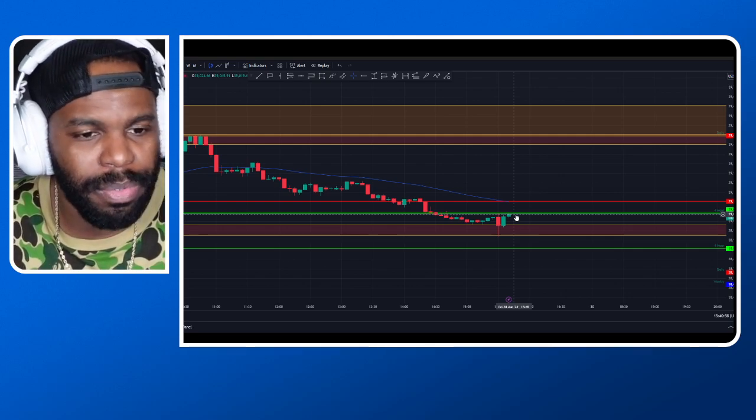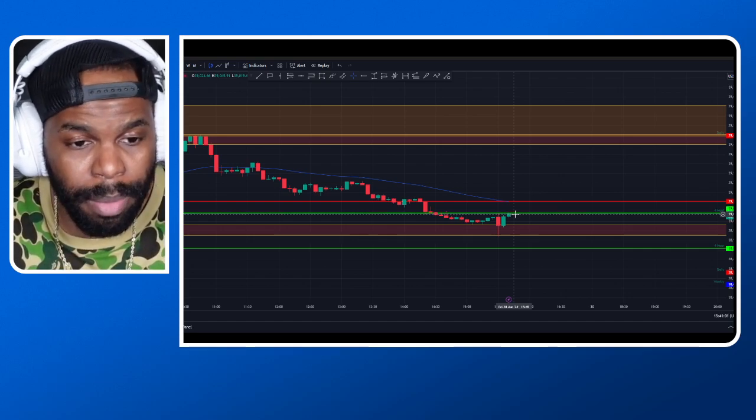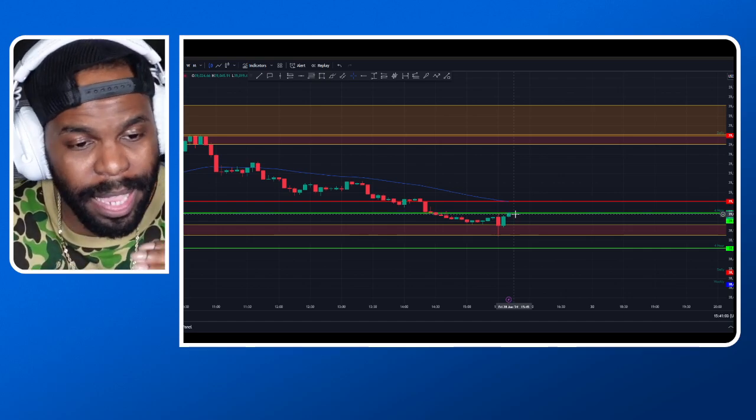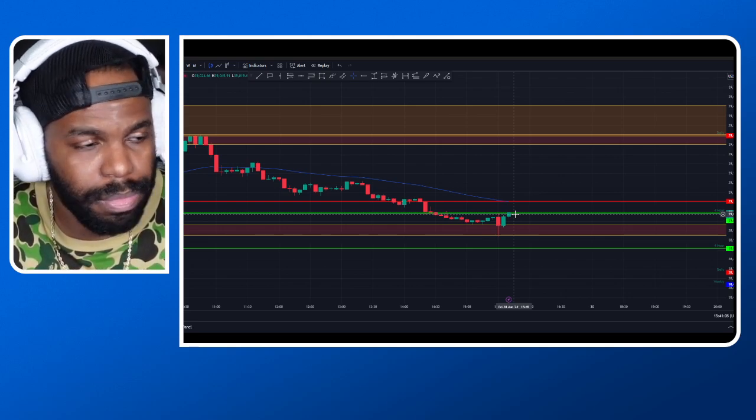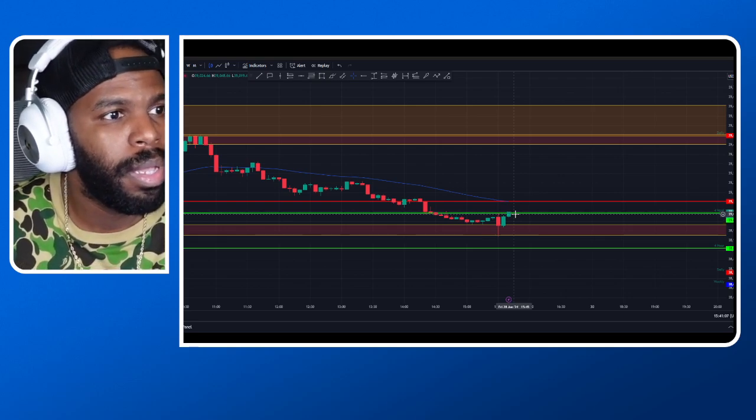I look at the higher time frame to see what type of trend we're in. If we're in an uptrend, I'm only looking for buys. If we're in a downtrend, I'm only looking for sells. All right, that's it.